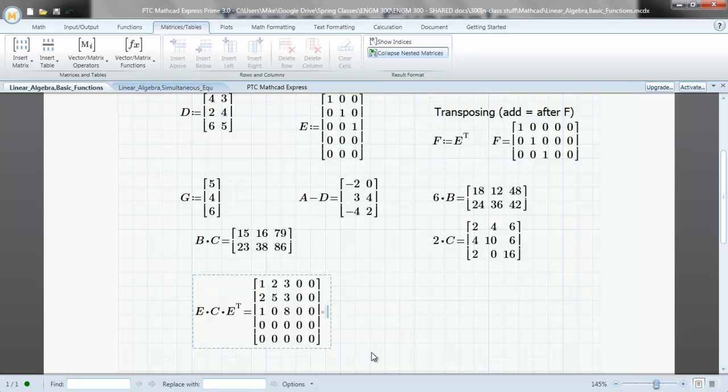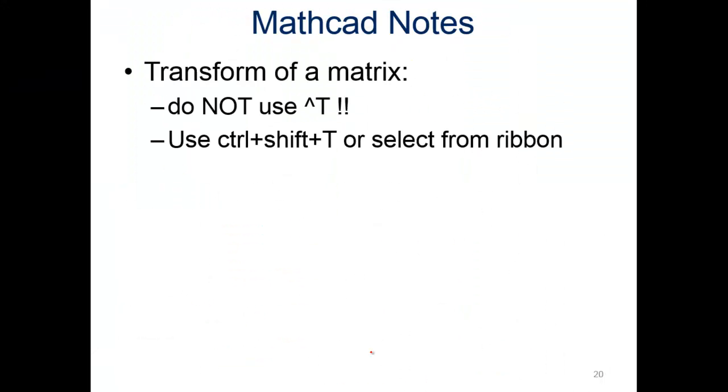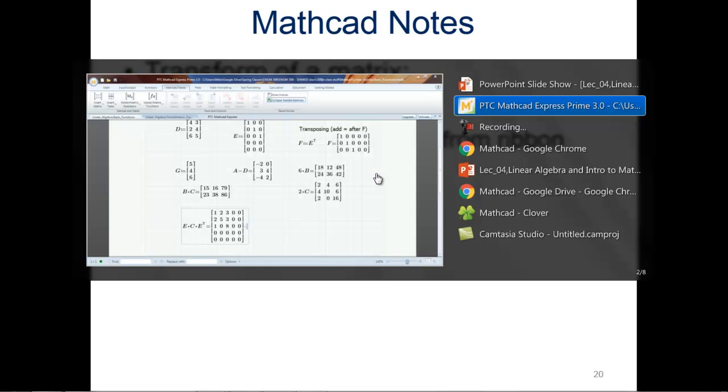All right, so let's talk a little bit more about what we did there. Mathcad notes, something we just did here. When you do the transpose of a matrix, do not use a superscript or Shift 6 on most keyboards, T. That will not get you the transpose. That will get you something you don't want. The way I got it is Control Shift T. That's the shortcut, or select it from the ribbon. If you forget, you can go to the ribbon.